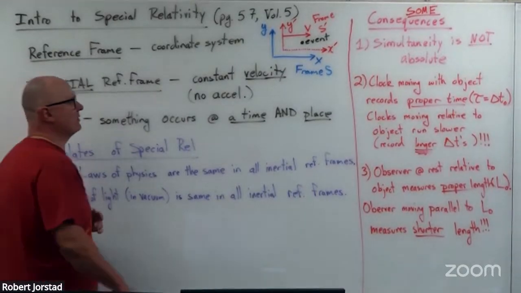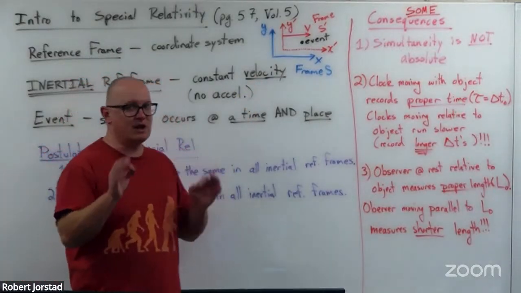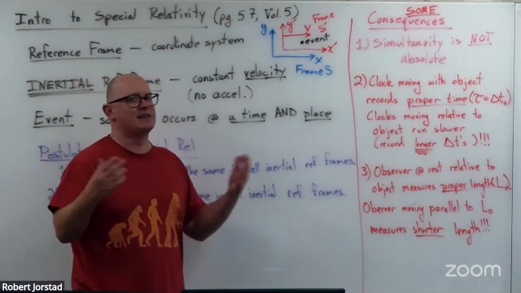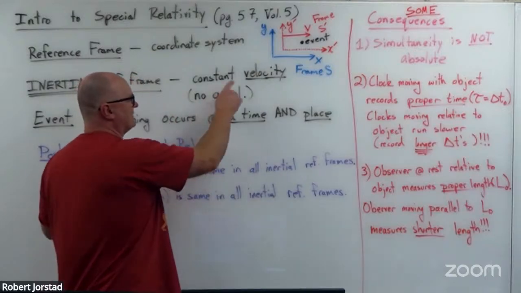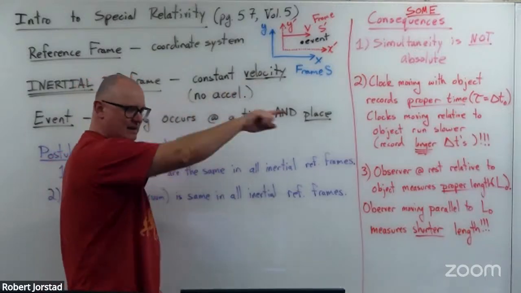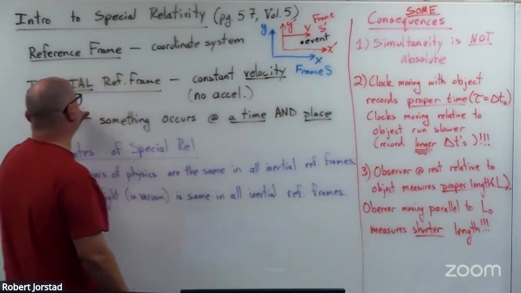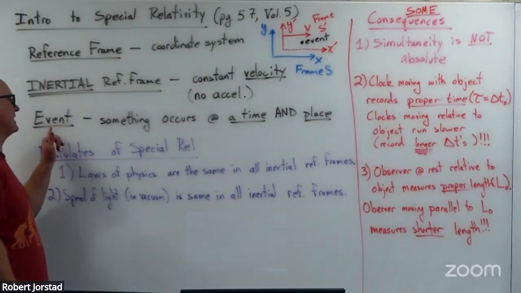What is an inertial reference frame? That's a frame that moves with constant velocity, not necessarily constant speed. We have to have no acceleration. So if you have constant speed and your frame was moving in a circle, that is not an inertial reference frame. However, if you have constant velocity, basically straight line, constant speed, you have no acceleration, that is called an inertial reference frame.